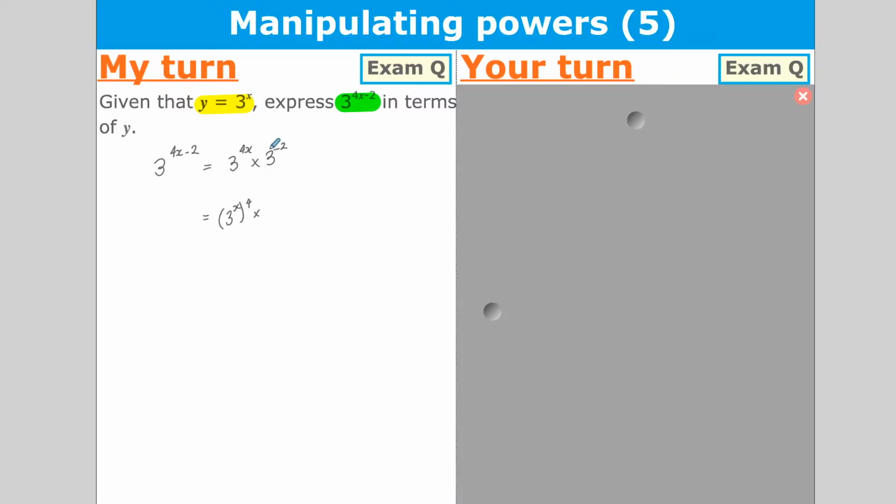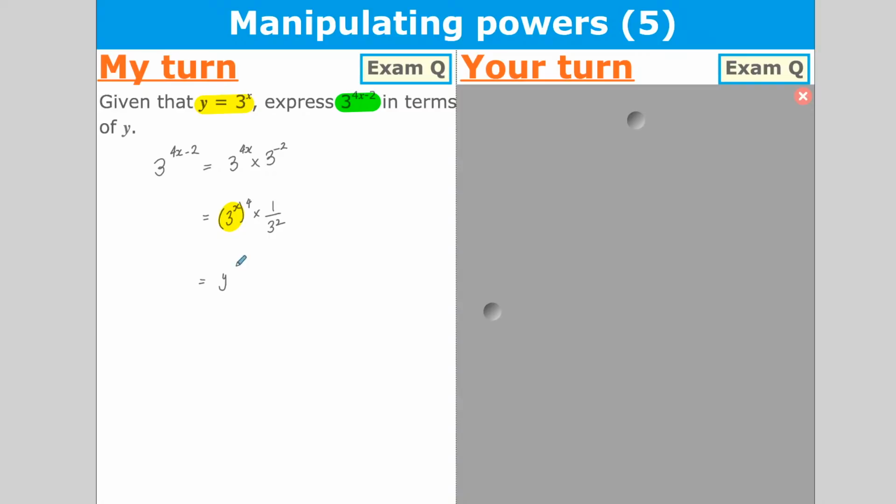And I'm going to keep this thing here, 3 to the negative 2. I'm going to write that as 1 over 3 squared, what its meaning is, so I can actually work out a number answer for it. Now, the reason I did this bit here is because I was told in the question that 3 to the power of x was equal to y. So I can just substitute in y here.